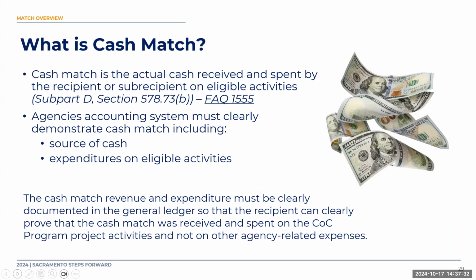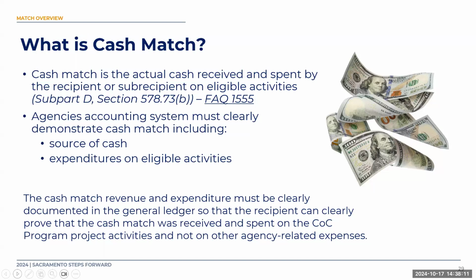What is cash match? So cash match is, like I said, the actual cash that you receive and that you, as the recipient, the grant holder with HUD, or the subrecipient, are spending out on eligible activities. Throughout this deck, and when you get the PDFs and the links, I have hyperlinked to the frequently asked questions, the FAQs that HUD has posted about each of these different types of match. So you'll see that on the slides, but they are hyperlinked in the document that you'll receive also. So cash match, like I said, it's a check coming in and it's funds going out.